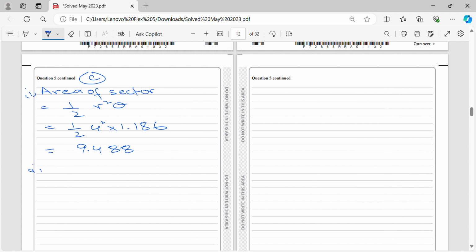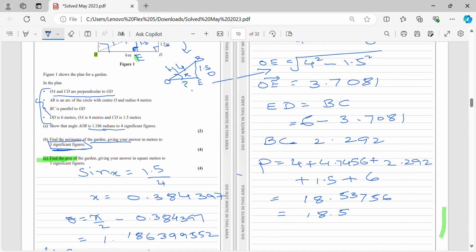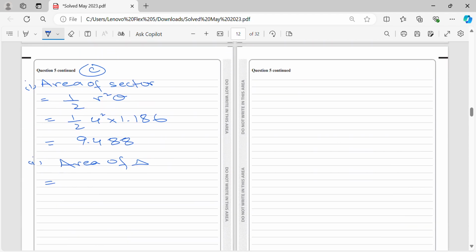Next is the area of a triangle. We drew a separate triangle in the above part, and we can use base times height. Base is OE, which we just got as 3.7081, and height is 1.5. The formula for the area of a triangle is half times base times height. So half times 3.7081 times 1.5 is 2.7825. This is the area of the triangle.